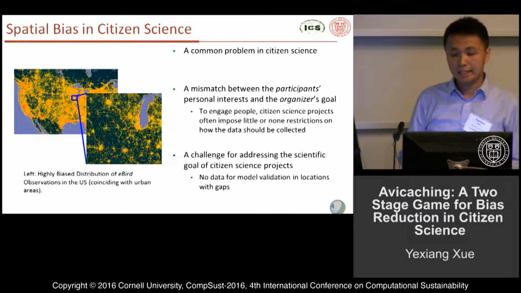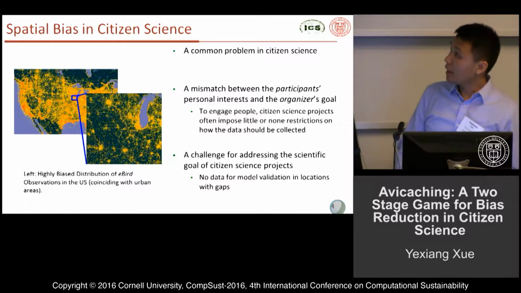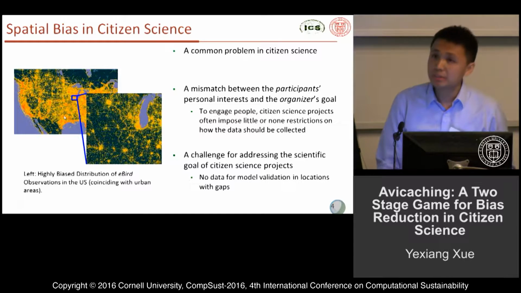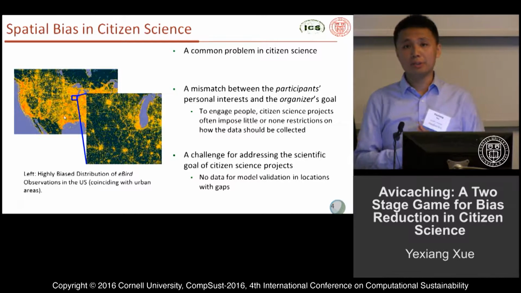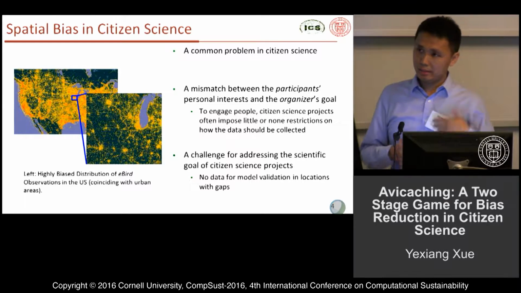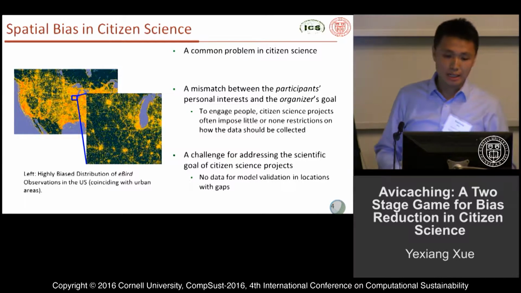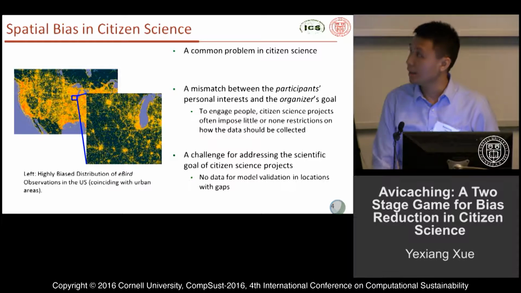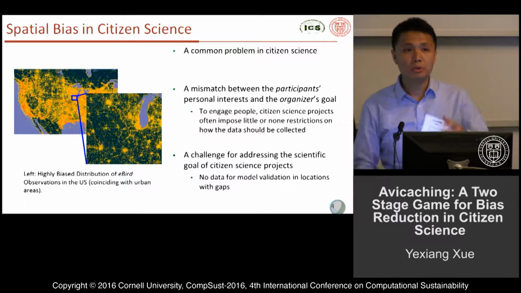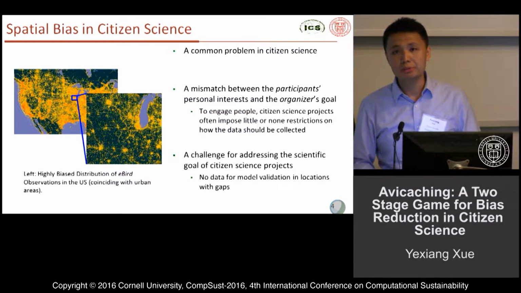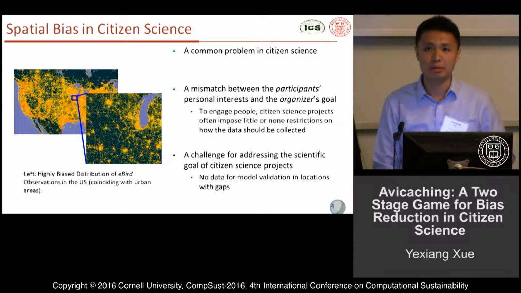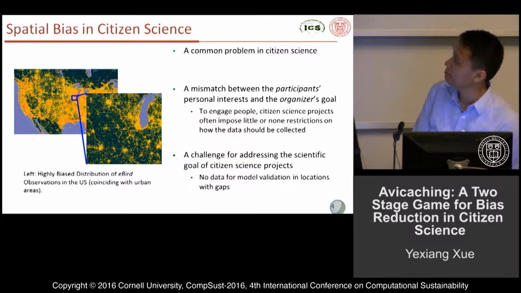Take eBird for an example. On a lot of these places where you have gaps in which you have no data at all, the scientific goal for eBird is to fit a species distribution model using eBird data. For all those locations where you have gaps, you can't even validate your model. So this is going to be a problem.